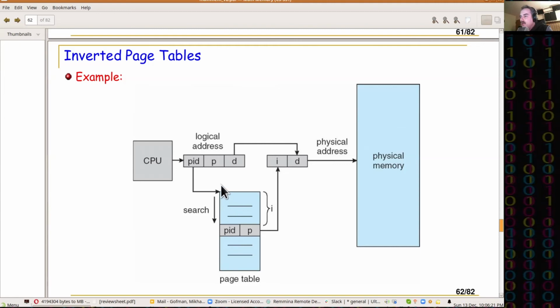Also, searching the page table can prove to be kind of slow, definitely much slower than doing a simple index operation in the traditional flat page table. So that's basically the idea.